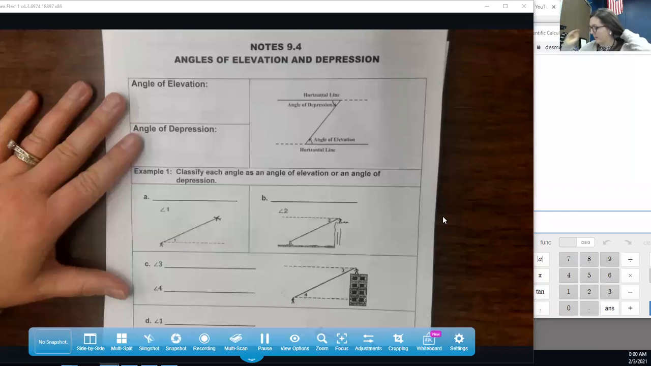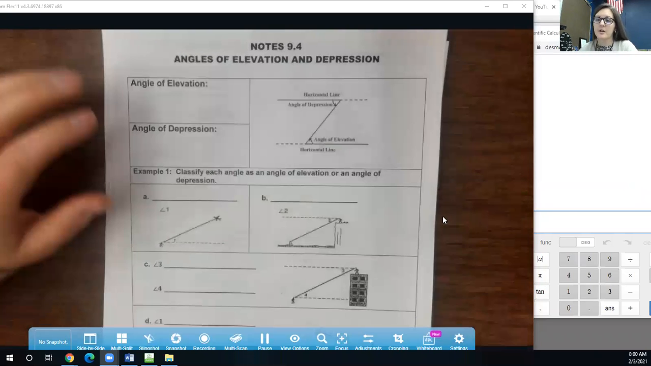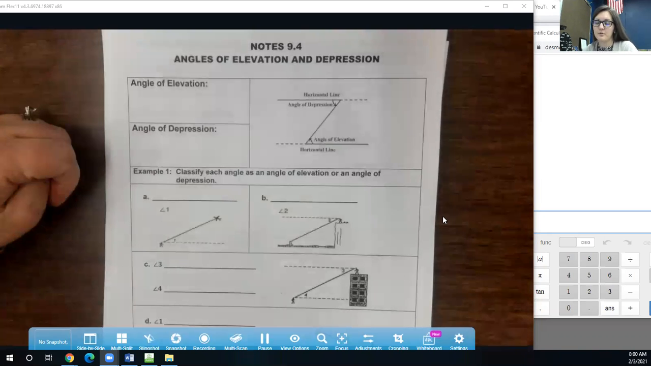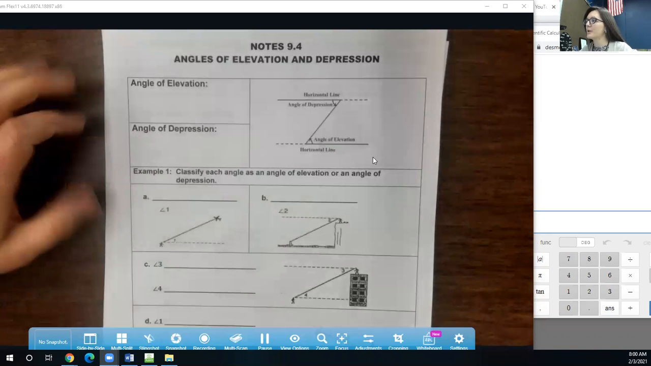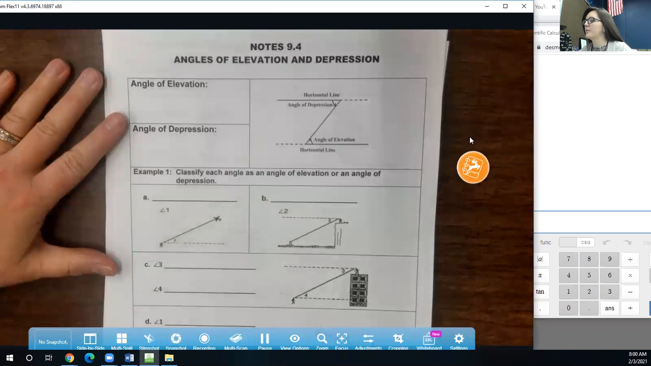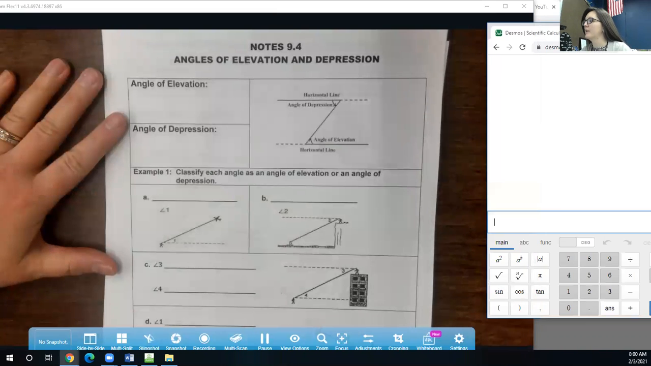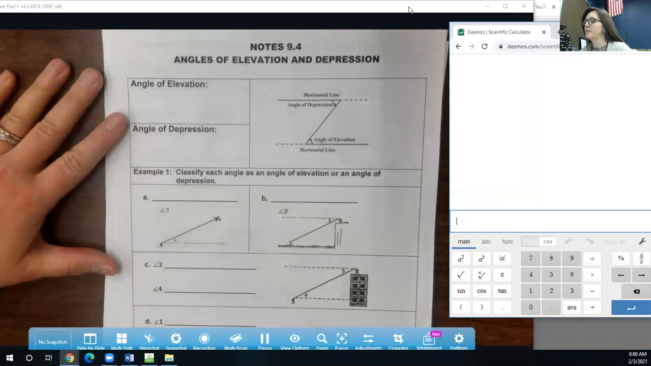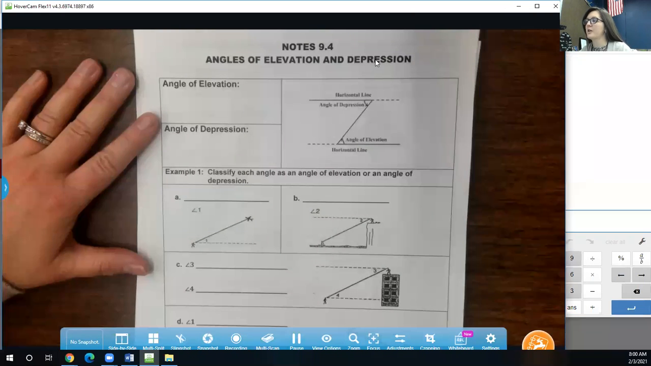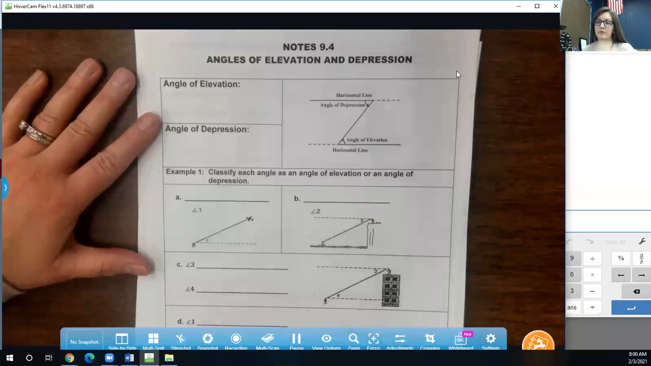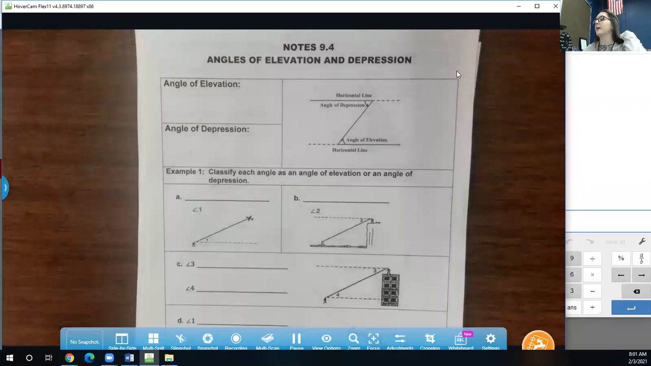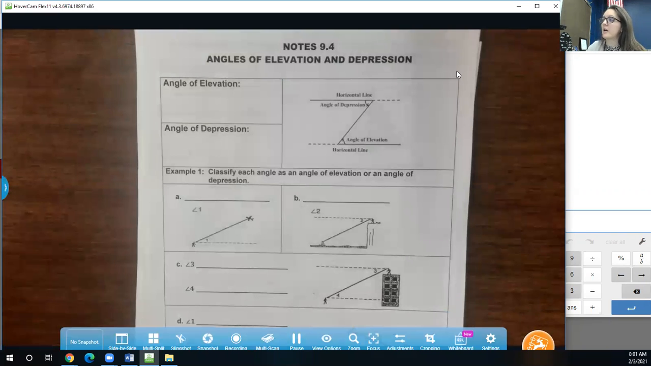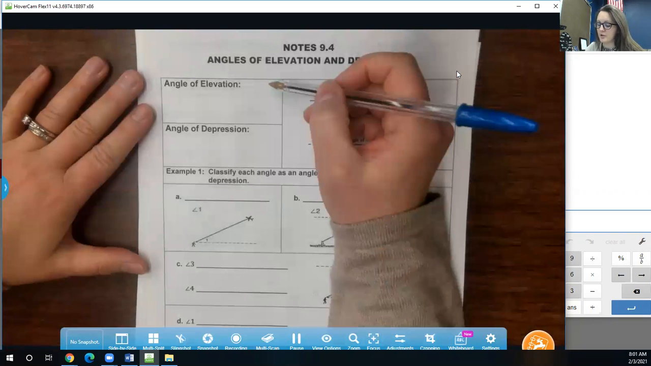Hello, geometry. All right, we're going to continue our talk about trig ratios and using trig functions to find parts of a triangle. Notice while I'm taking notes, I have my little Desmos calculator here because I know we're going to be using it. Today, we're actually going to be talking about the application of trigonometry and trig functions by using angles of elevation and depression.